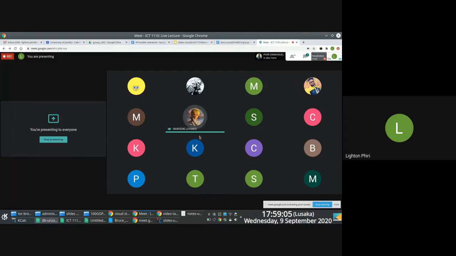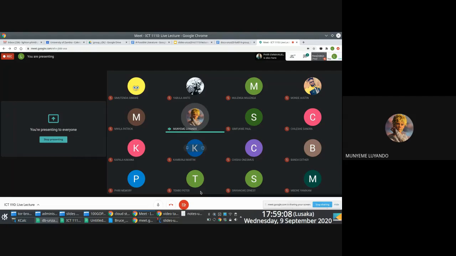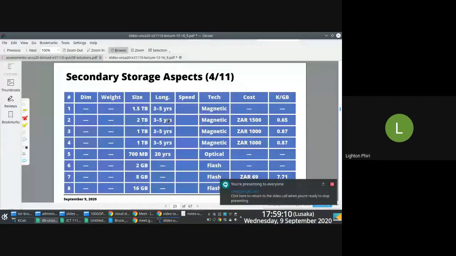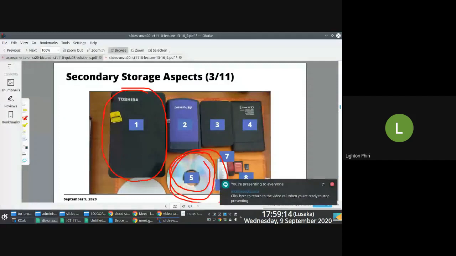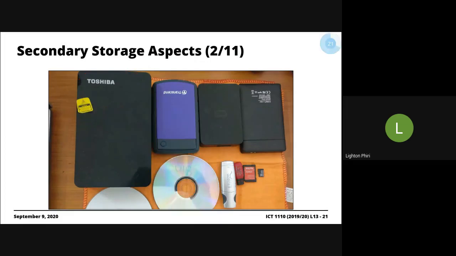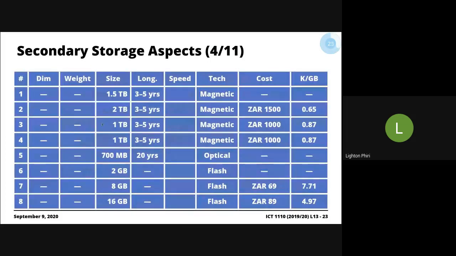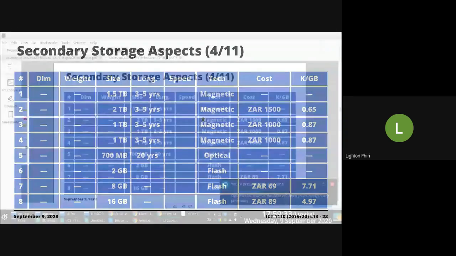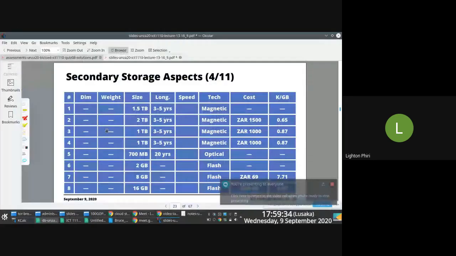Anybody else? Yes, sir. What are the advantages of using optical storage compared to magnetic? Cheaper. It's mass produced. It's much cheaper. Yeah, that's one of the advantages. Think about this for a second, and also you can buy smaller quantities of it. Great question, by the way. If you look at this magnetic storage that I have, all of them are like a terabyte in size.